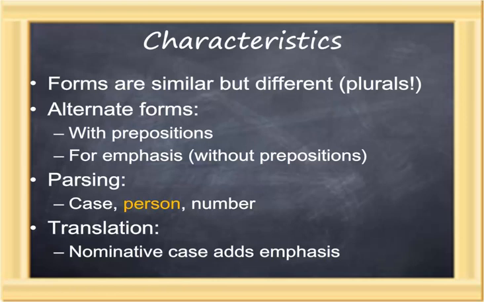In terms of parsing, remember, it's case, person, and number with the first and second person pronouns, because these pronouns can be used for a masculine, feminine, or neuter antecedent. In translation, and this is a point your textbook does not make, if the nominative of the first or second person pronoun is added to a sentence, that usually adds emphasis, because the pronoun is already present in the verb. We'll learn more about pronouns in the verb later in the course.